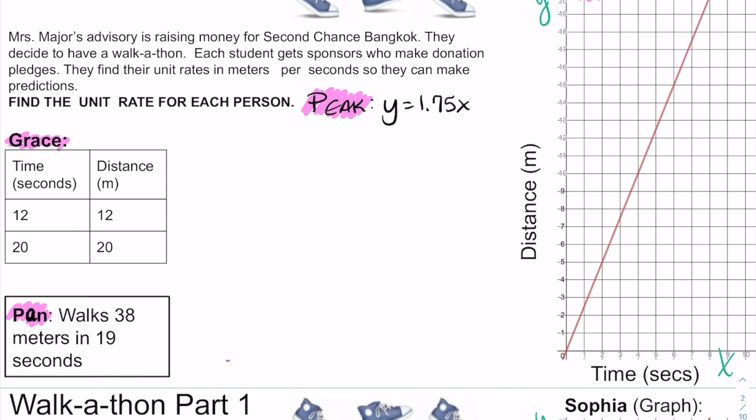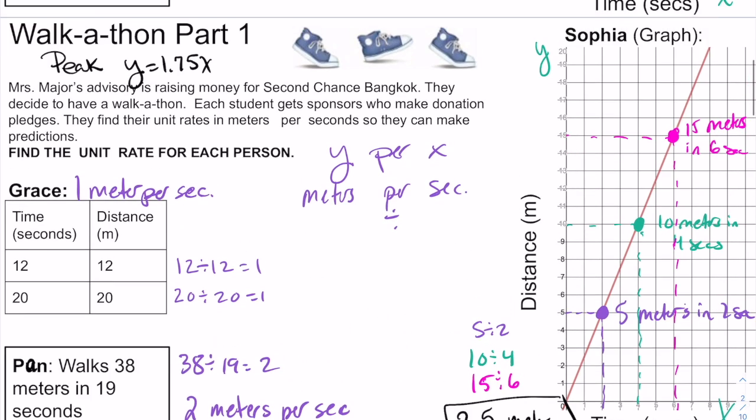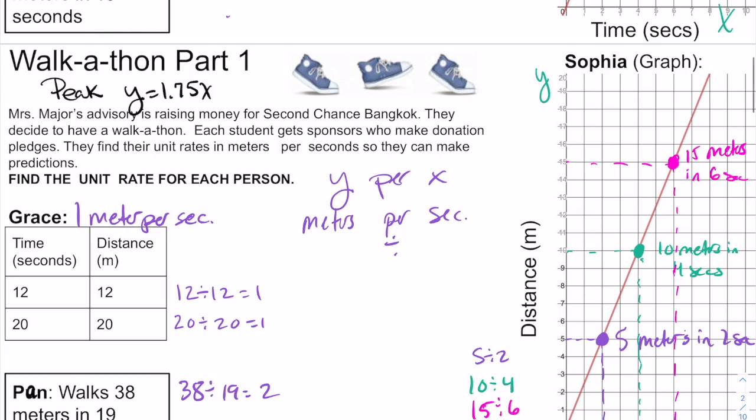Okay, so if you did that, hopefully you found that Grace was walking 1 meter per second, and you can see the work there, the division problem for Grace. Pun is going 2 meters per second. Again, you can see his work. Sophia, there are 3 points that we could use from the graph to help us find her unit rate. The pink, green, and purple points with the matching work. And Sophia was walking 2.5 meters per second.